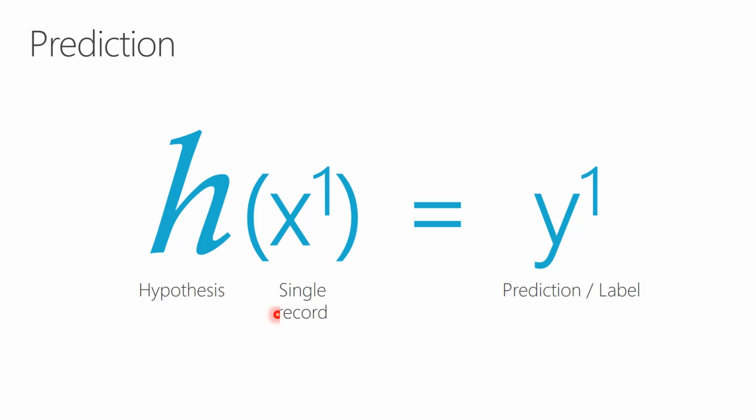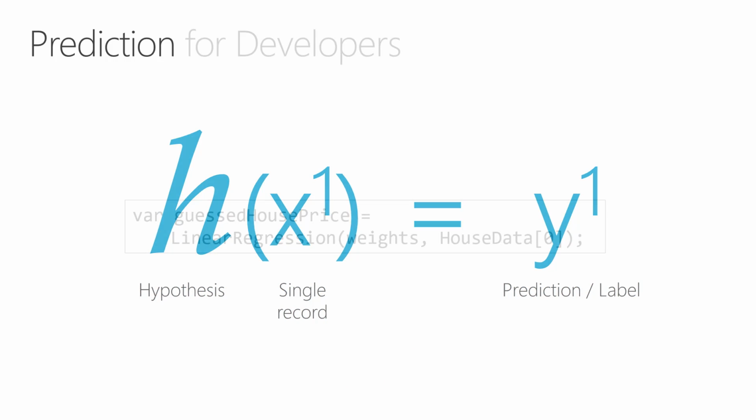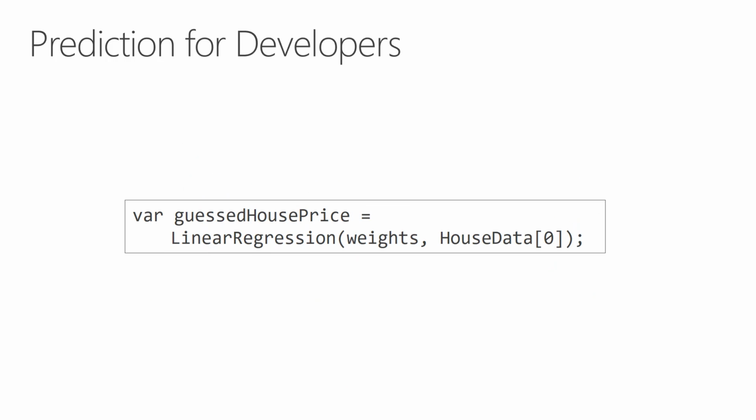So this is kind of a pseudo-mathematical notation almost here. As a C# developer, it might look something like this, right? We want to get the house price. We want to get the ultimate house price. So we're going to use the linear regression library function, right? So this is the well-known one. This isn't necessarily customized until we give it our weights. So we give it some set of weights, and we give it an individual record from our house data.